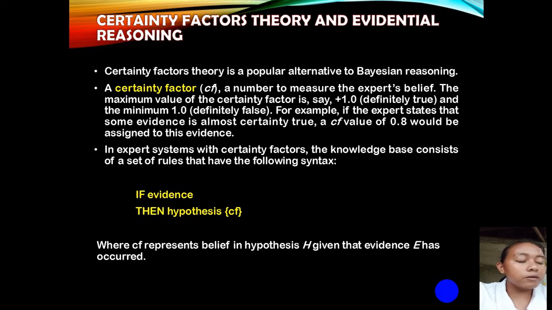assigned to this evidence. In expert systems with certainty factors, the knowledge base consists of a set of rules that have the following syntax. If evidence, then hypothesis, CF, where CF represents belief in hypothesis H given that evidence E has occurred.